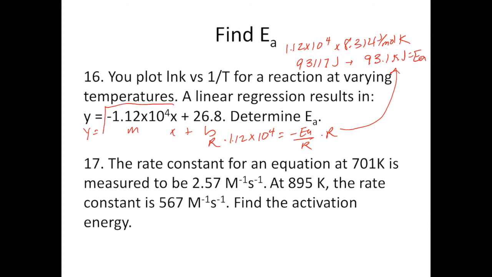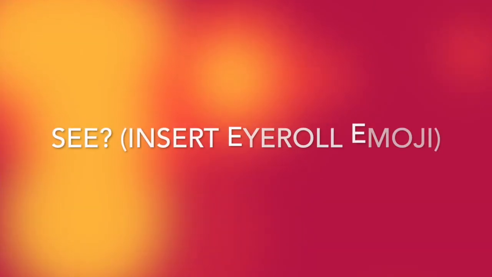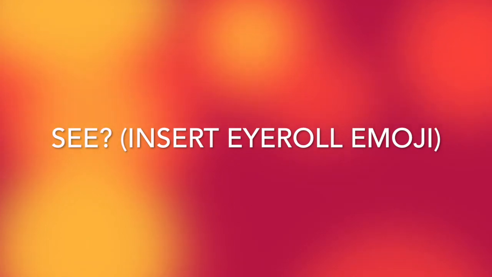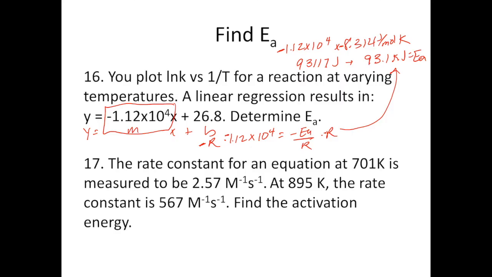Simple. Just take the slope out. Oh, I have to multiply by negative R because that's negative. And then it will all cancel out. So that negative will cancel out because of this negative in the equation.